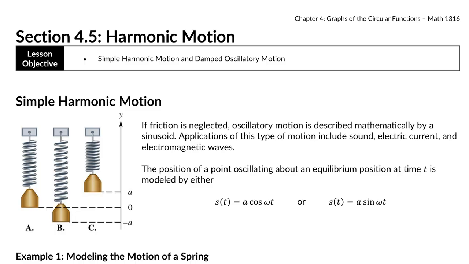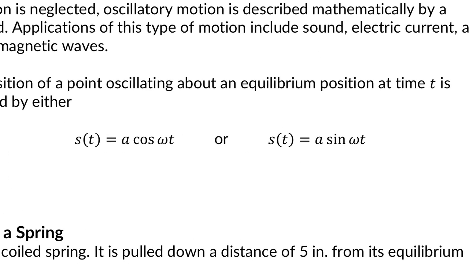The position of a point oscillating, going back and forth, about an equilibrium position, that's like your midline, at time t is modeled by either A times cosine of omega t or A times sine of omega t. Let's break down what each of those things might mean. Because we know the shape of the regular cosine function, cosine starts at a maximum value, correct? And then it goes down and then back up. So for cosine, we are starting this function at either the maximum or the minimum.